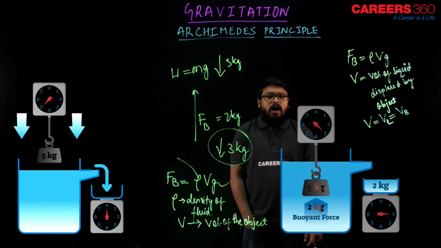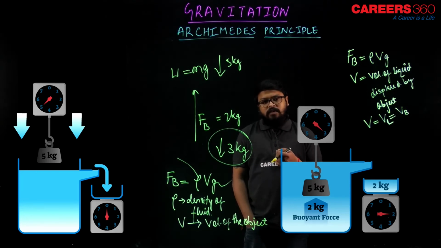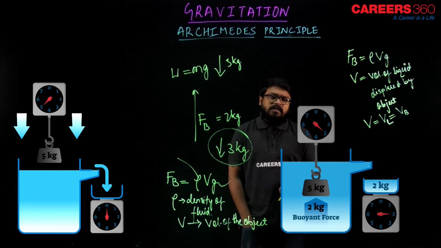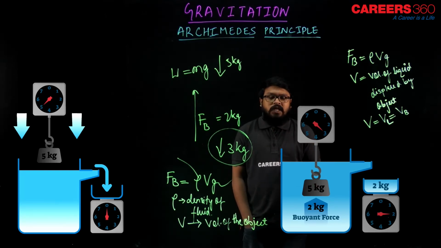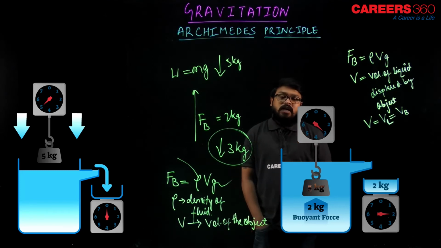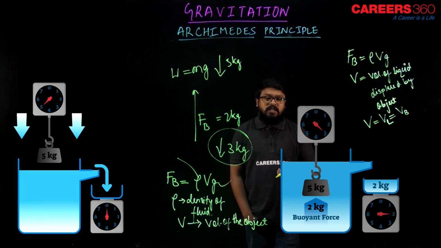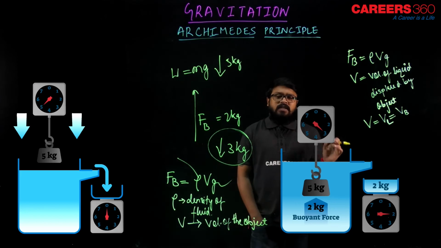Now let us see how the density of the object affects the force of buoyancy. In some cases the object floats on top of the surface of the liquid, in some cases the object floats but is immersed completely, and some objects get completely immersed and lie at the bottom surface. So what is the difference between all these things? We'll see now.